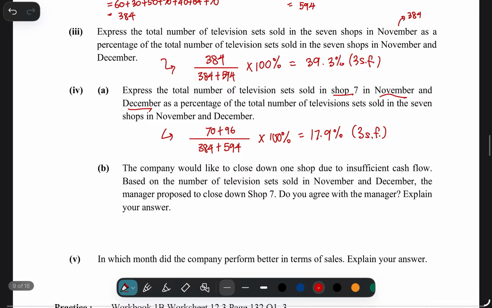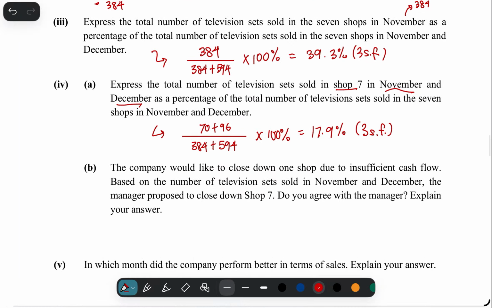Alright, and for the next part, the company would like to close down one shop due to insufficient cash flow. Based on the number of television sets sold in November and December, the manager proposed to close down shop number 7. Do you agree with the manager?